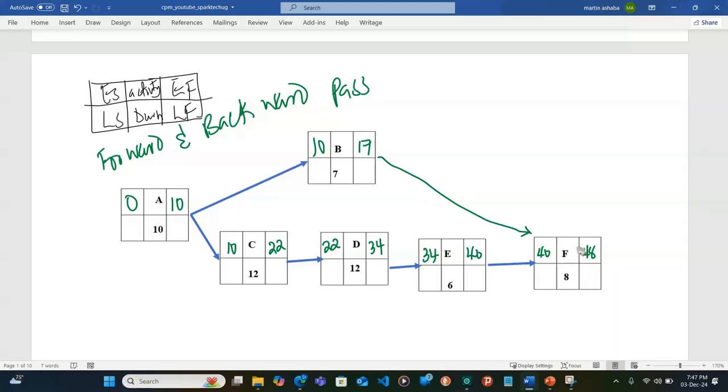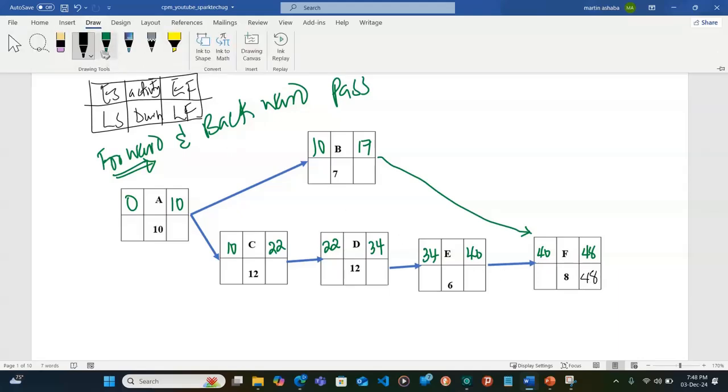Now, what does that mean? What we have just finished is the forward pass, which has helped us to determine ES and EF. So we go to the backward pass, and in the backward pass, we are going to begin with the latest finish time for this final activity. Since the earliest finish time is 48, that's what we are going to take. We are going to take the latest finish time to be 48 here.